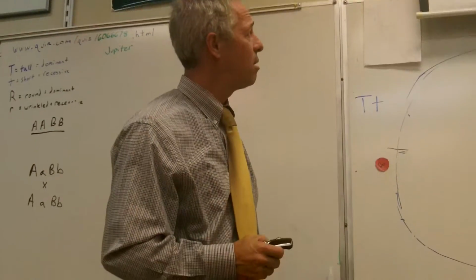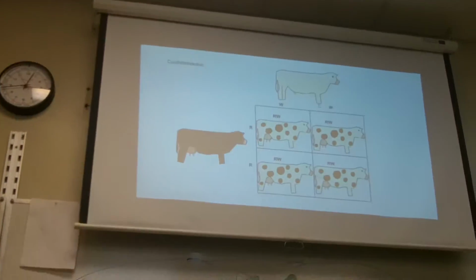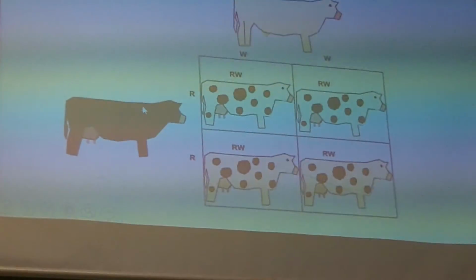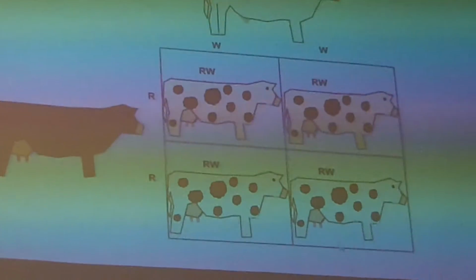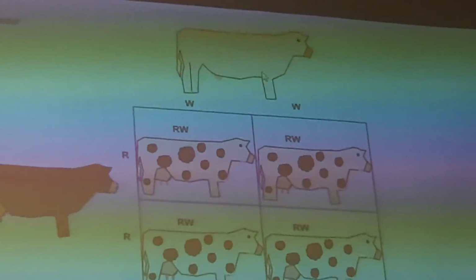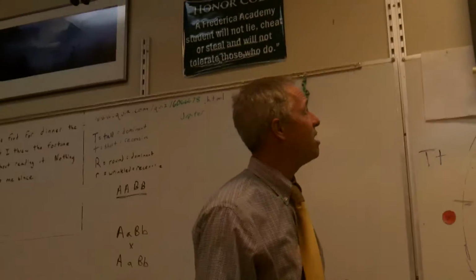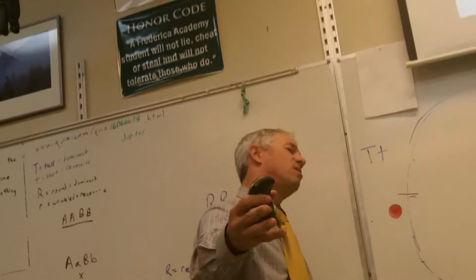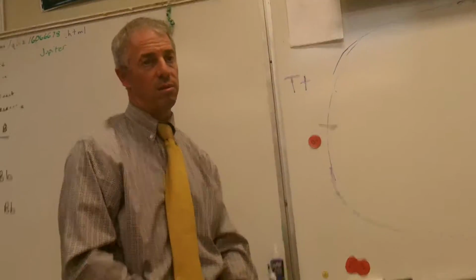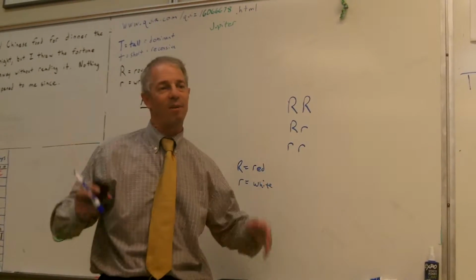This cow has two dark genes, we'll call them R. This cow has two light genes, we call them W. If you mate this cow with that cow, you get a bunch of spotted cows. Dark isn't dominant, light isn't dominant, they both go together. That's co-dominance. Can you say co-dominance? So it doesn't always work out like Mendel where one is dominant and one is recessive. Sometimes they can both be dominant.